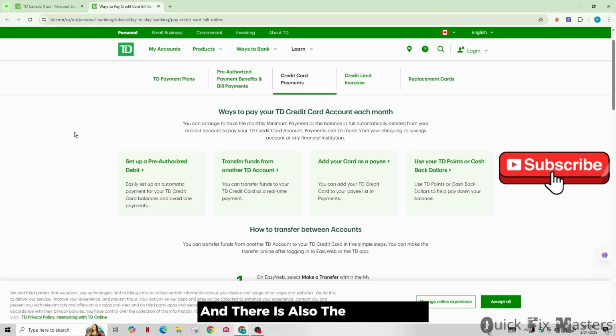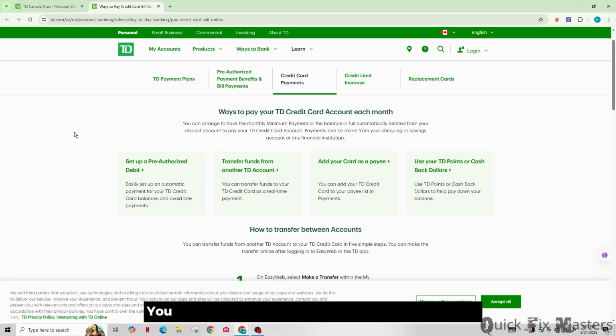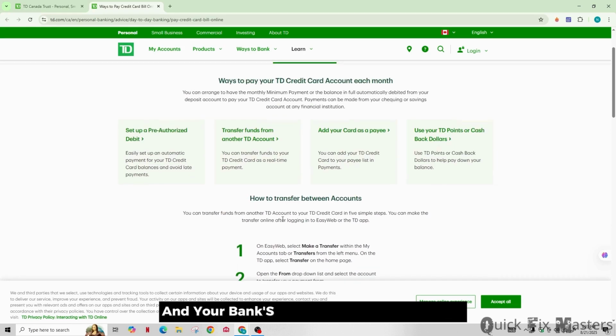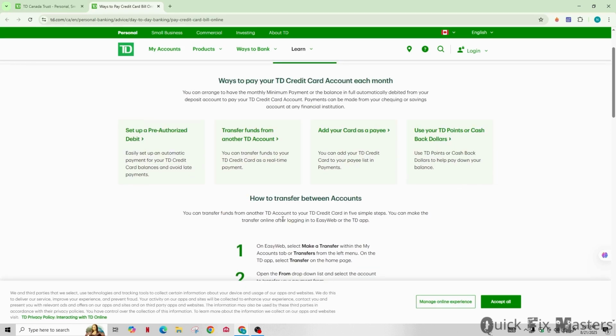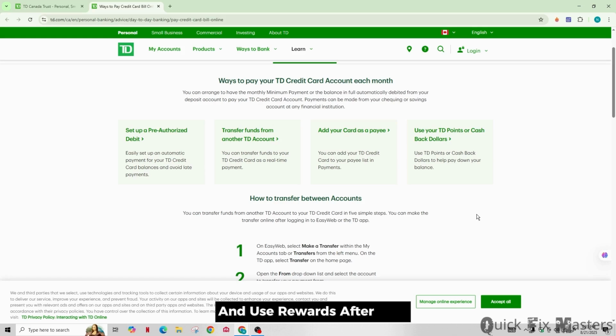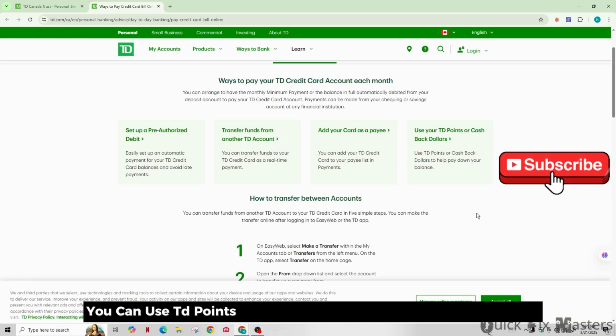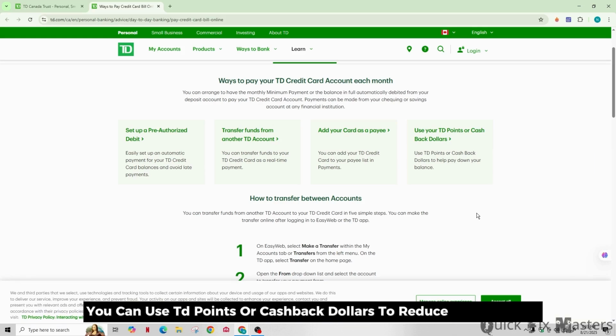And there is also the add as payee option. You can add your TD credit card to your payee list in your bank's online bill payment system and use rewards. After that, you can use TD points or cashback dollars to reduce your balance.